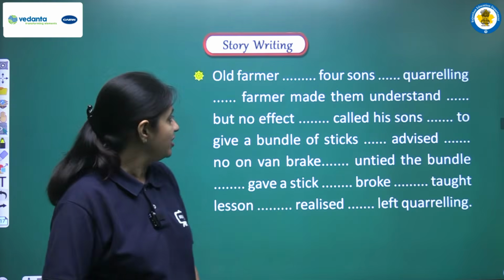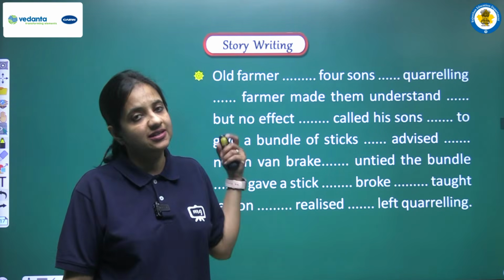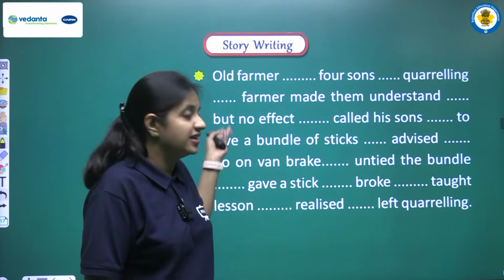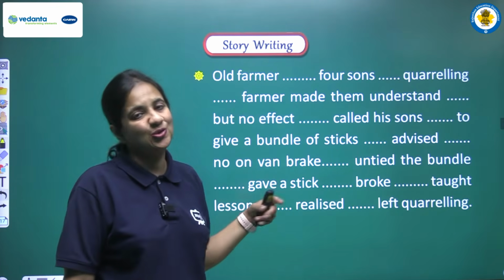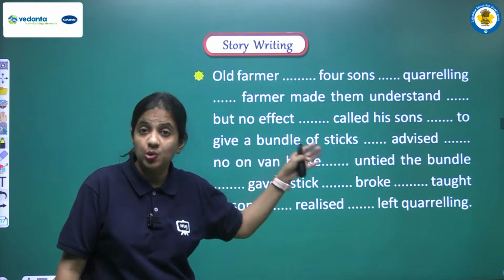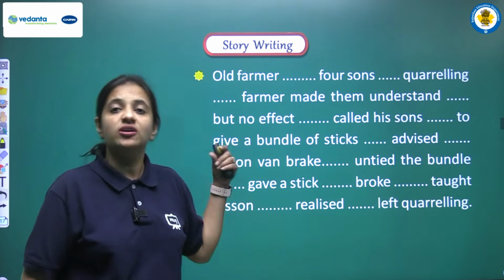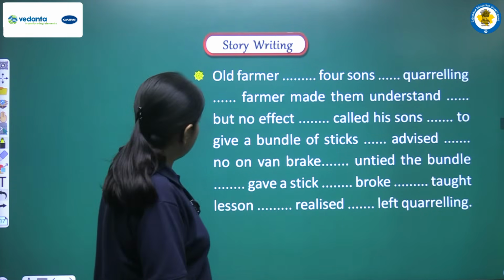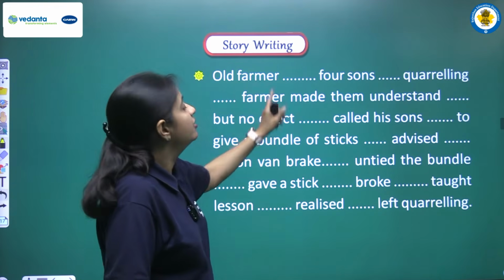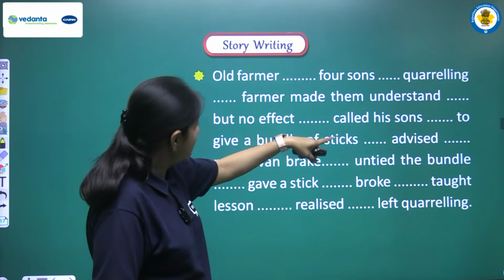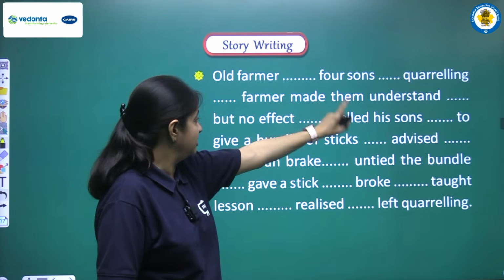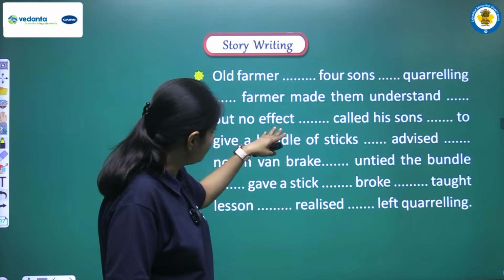Now we have one more example here in front of us. This is another story. Again we have to do the same thing. We have to read the outlines, and then frame one story. So now let's see what this story is about. We have: old farmer, four sons, quarreling. Farmer made them understand, but no effect.